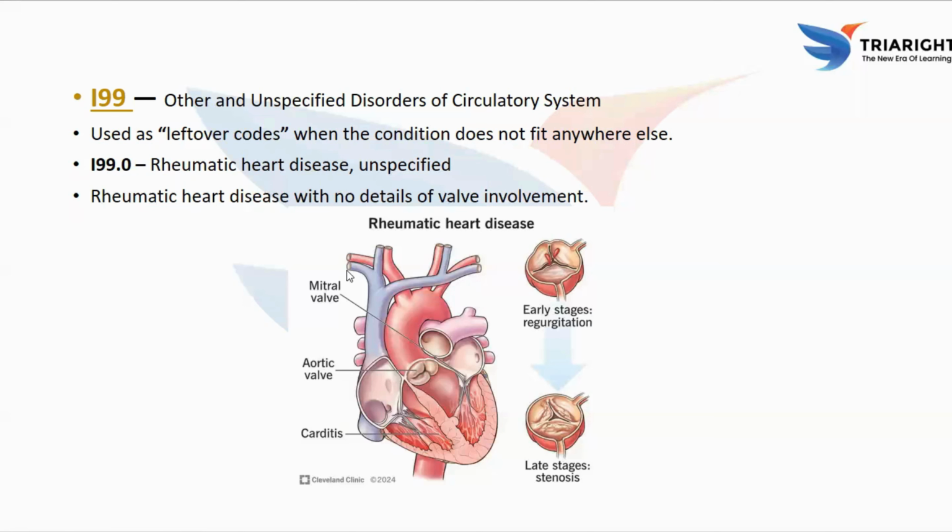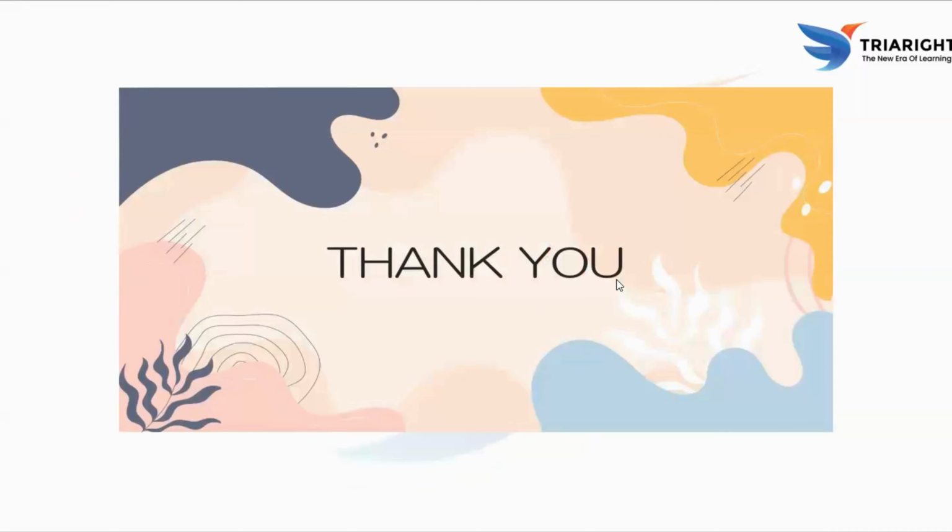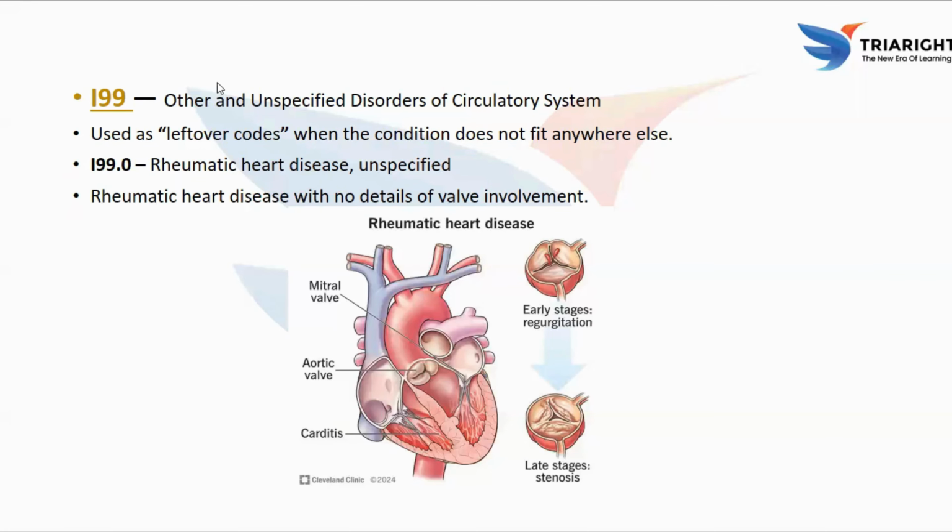So this is the picture of rheumatic heart disease. You can clearly see stenosis, narrowing, and regurgitation, nothing but the backward flow of the blood. So this is about the classification of diseases of the circulatory system from categories I00 to I99.